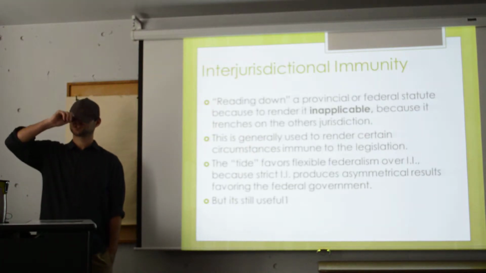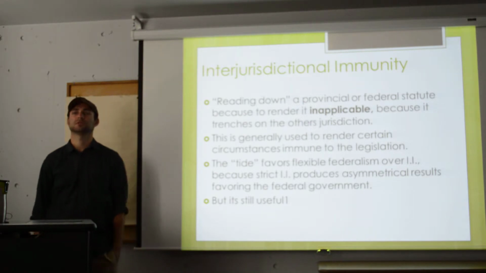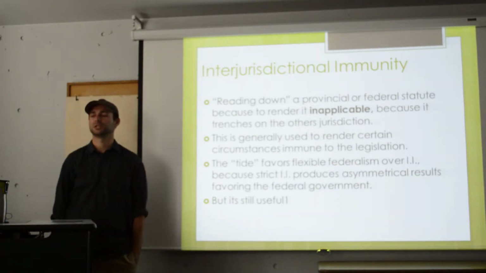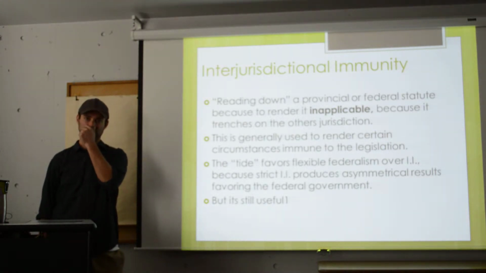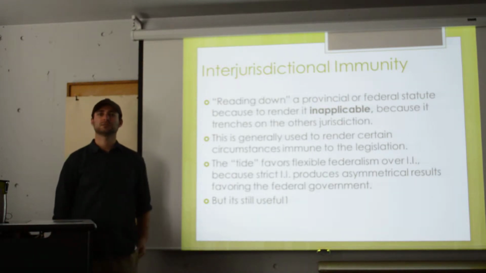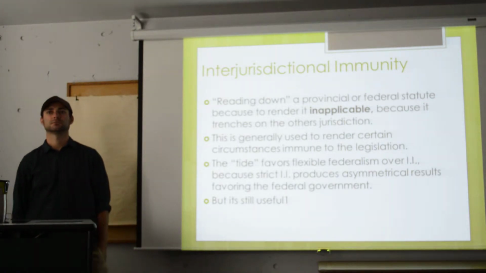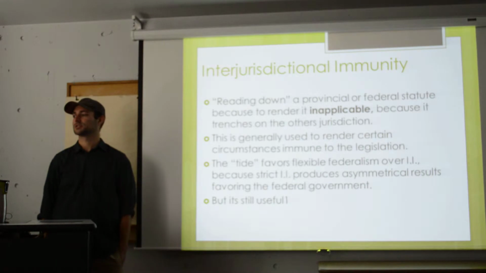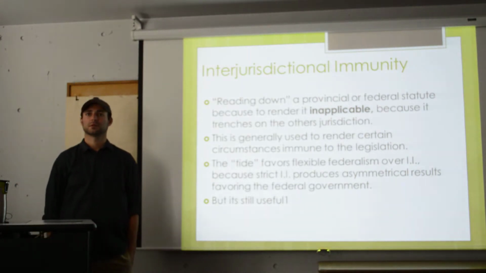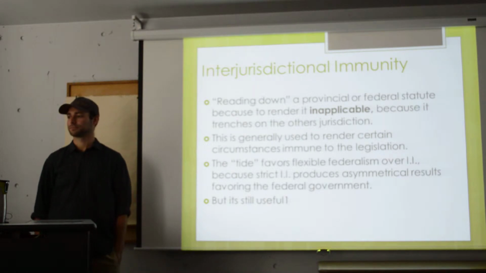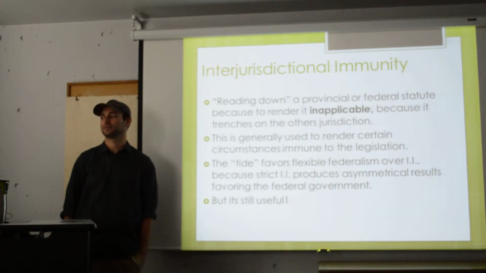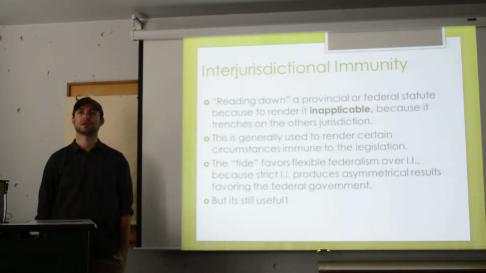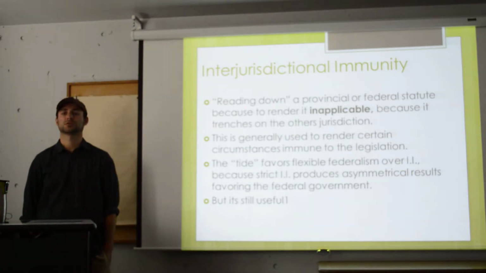So to get started, interjurisdictional immunity is reading down a provincial or federal statute because it intrudes or encroaches on the other jurisdiction, and this renders it inapplicable, as opposed to inoperative if it were due to the doctrine of paramountcy, or invalid if it were due to the pith and substance intruding on the other jurisdiction. So this is generally used to limit the application of a legislation in certain circumstances. In other words, to render it immune to the circumstances before us.